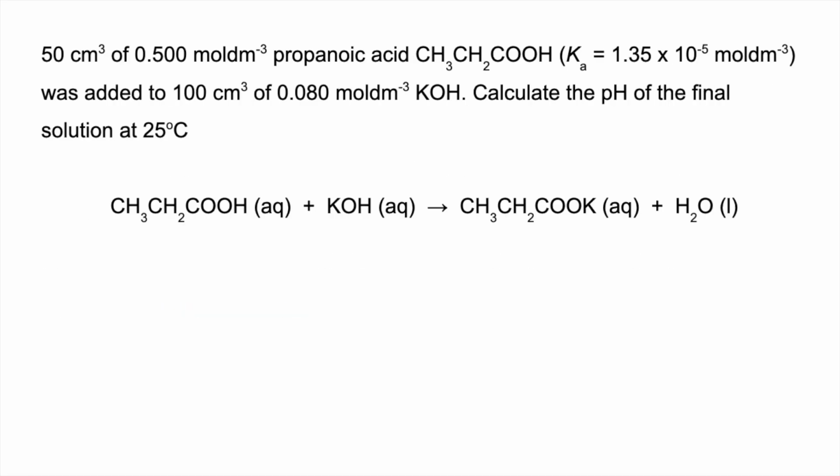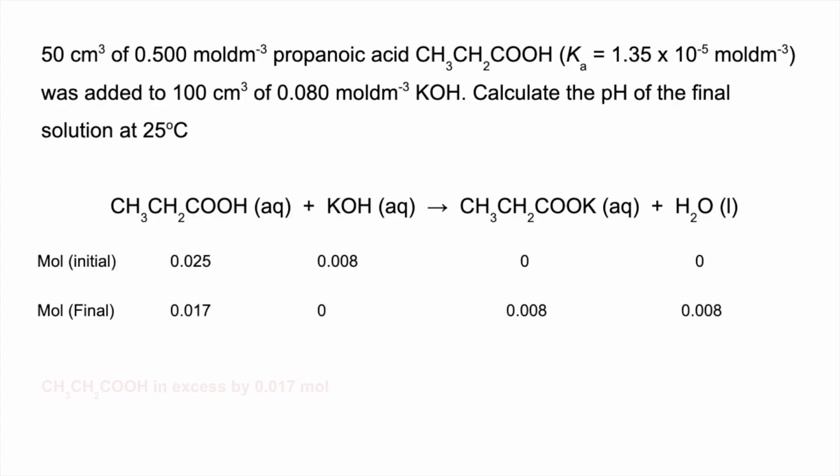It's a little bit trickier than the previous one, but if you want to have a go, pause the video and then play on when you're ready for the answer. So same as before, initial moles is those numbers there. Final moles, at the end of the reaction, we've got those numbers there. So the important thing to note in this one is the weak acid, the propanoic acid in this case, is in excess by 0.017 moles.